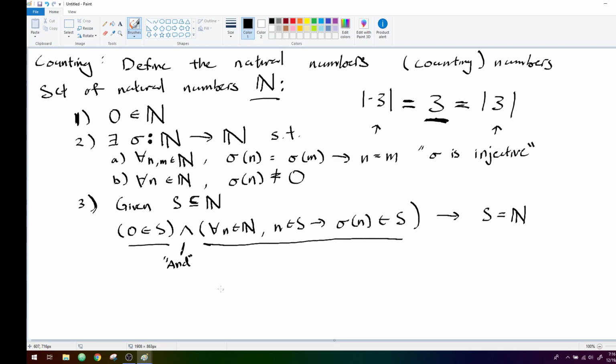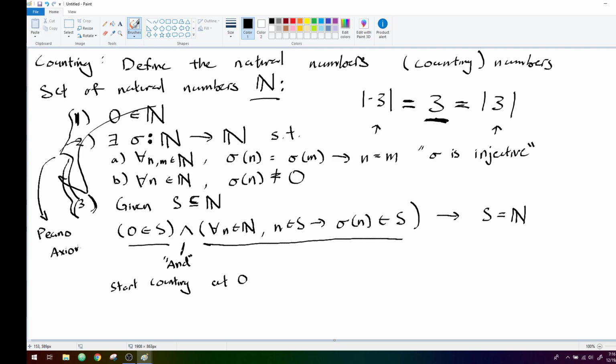Now, why did we pick these three things? Well, the idea is, first off, we're going to start counting at 0. That's just an arbitrary rule we're going to decide on. You could start counting at 0 or you could start counting at 1, but for this particular system of axioms, which is called the Peano Axioms, they were specifically designed to capture intuitive but abstract properties of the natural numbers.